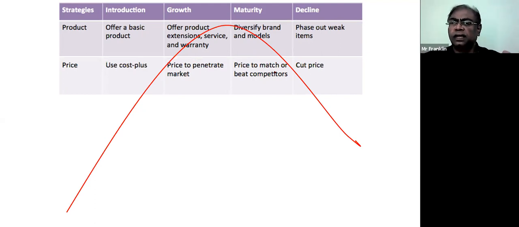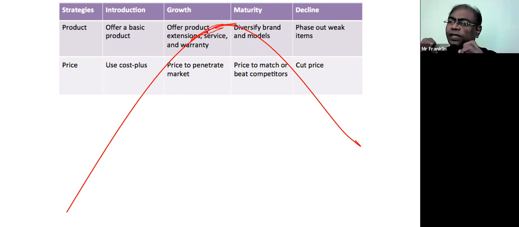Then at the maturity stage, it is not growing. So you must price to match or beat the competitor. If another company is selling the same or a similar product, you need to maintain the market share. You follow their price. So that's what is done at the maturity stage.